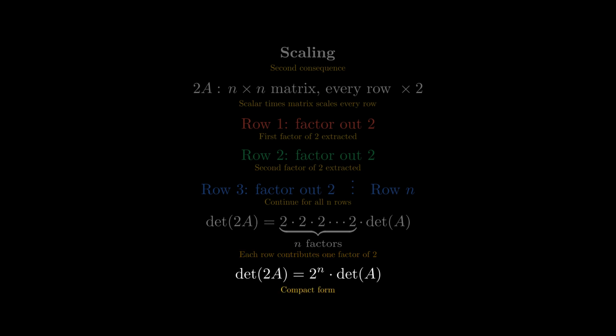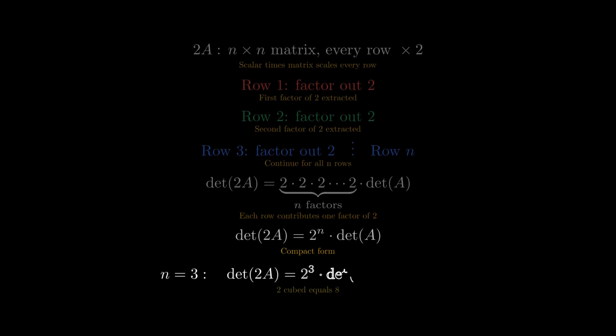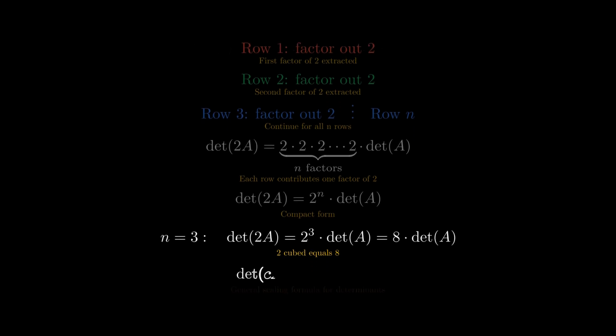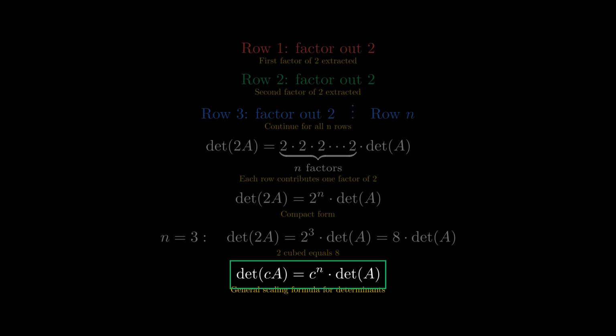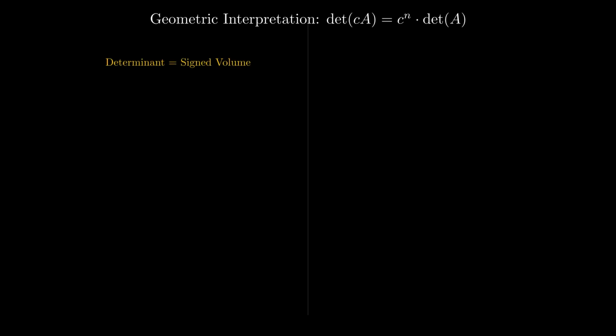For a 3 by 3 matrix, 2 cubed is 8. So we get 8 times the determinant of A. And more generally, for any scalar c, the determinant of c times A equals c to the n times the determinant of A. The 2 to the n factor has a clean geometric interpretation.